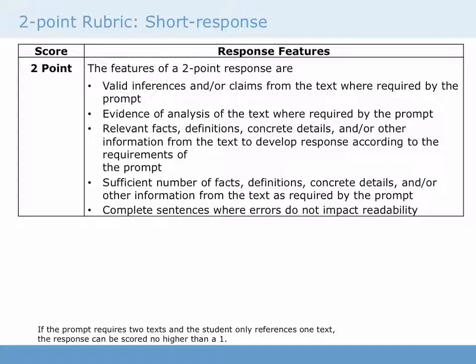The features of a 2-point response are that valid inferences and/or claims from the text, where required by the prompt, are evident. There's evidence of analysis of the text where required by the prompt. Relevant facts, definitions, concrete details, and/or other information from the text are used to develop the response according to the requirements of the prompt. There is a sufficient number of facts, definitions, concrete details, and/or other information from the text as required by the prompt, and the response should be written in complete sentences where errors do not impact readability.